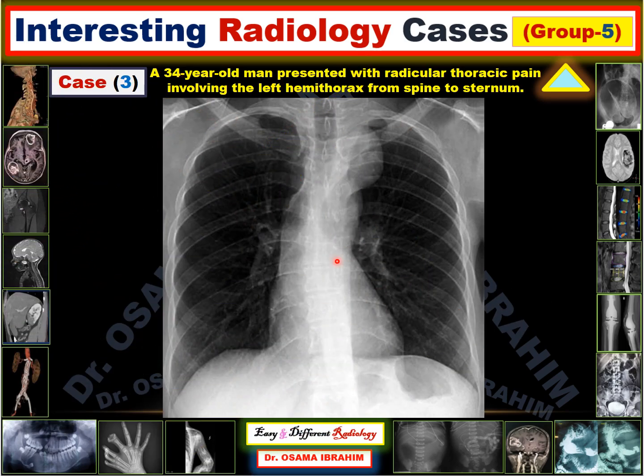This is a frontal chest radiograph in a 34-year-old man presented with radicular thoracic pain involving the left hemithorax from spine to sternum. What is the abnormality in the frontal chest radiograph?